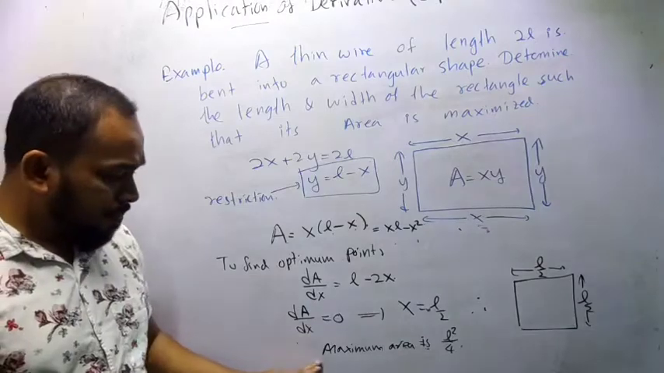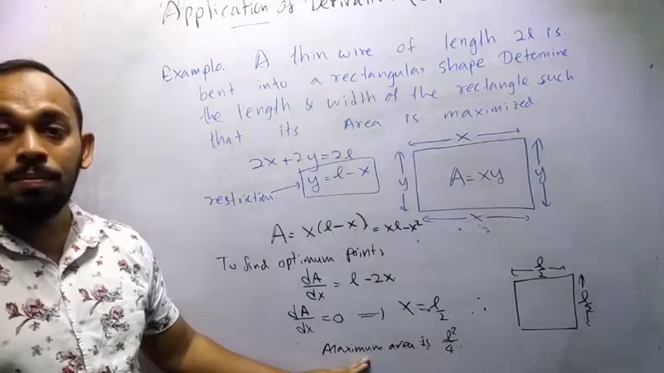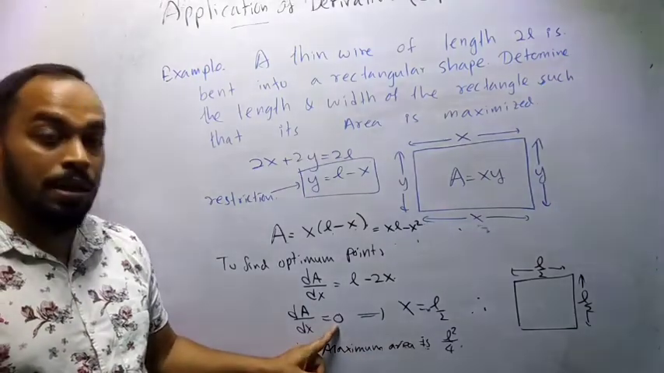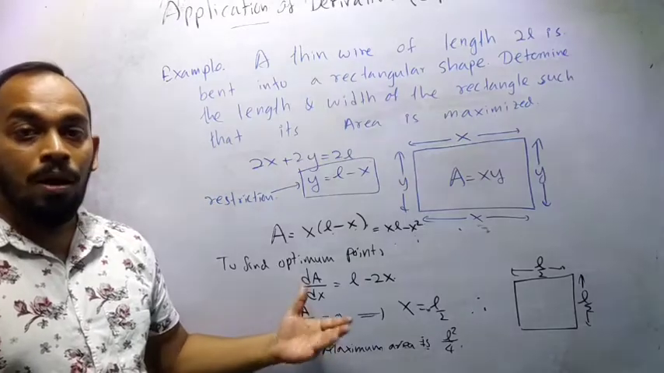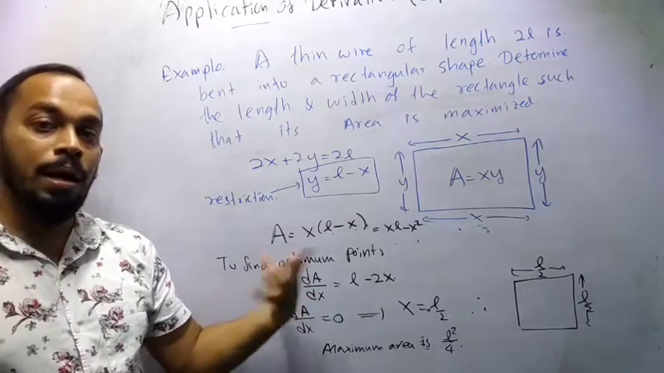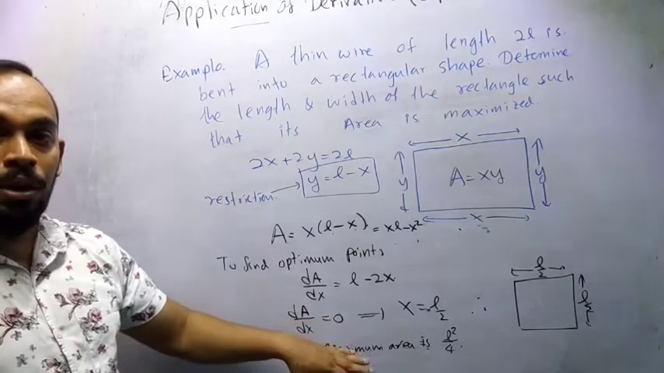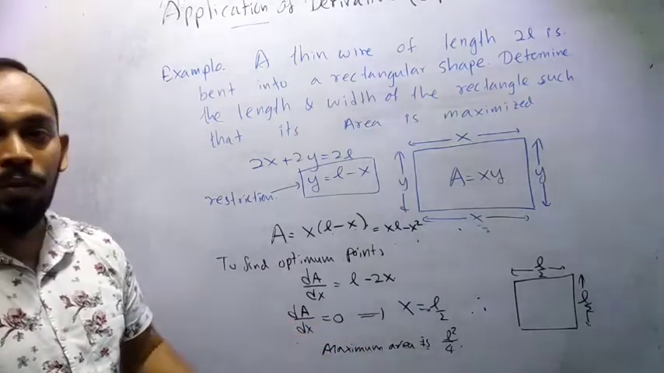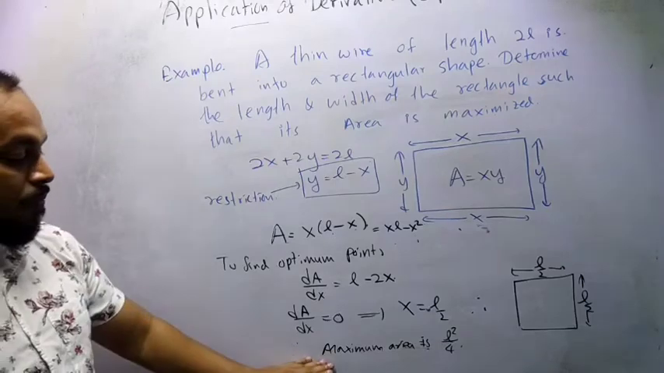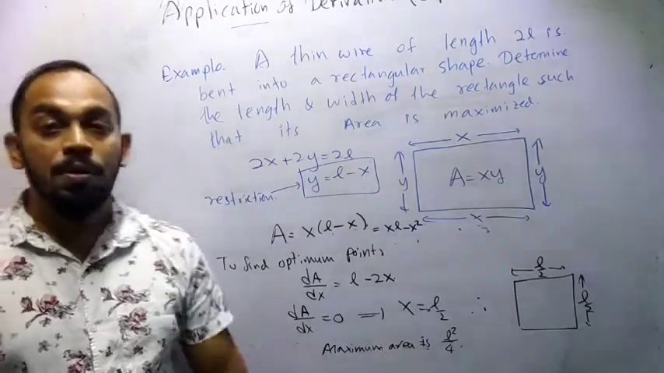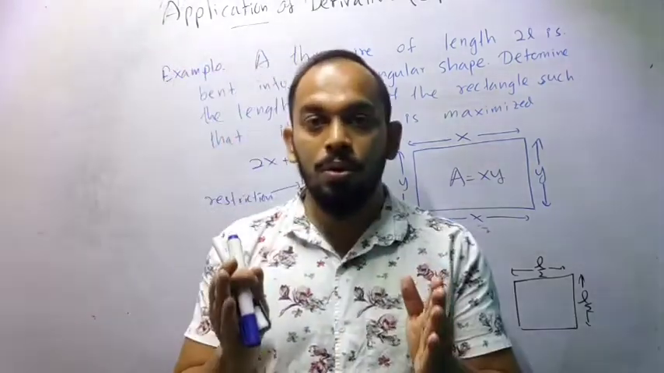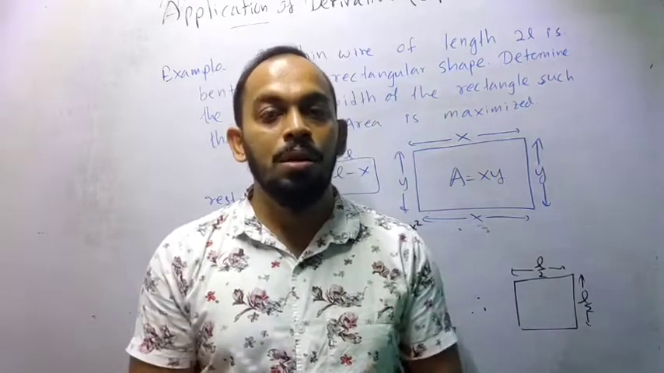Now, you cannot write this yet, because dA by dx equals 0 at maximum, minimum and also inflection points. So you have to corroborate your answer by doing the first derivative test before writing this. You already know how to do the first derivative test, so I'm not going to go through that.